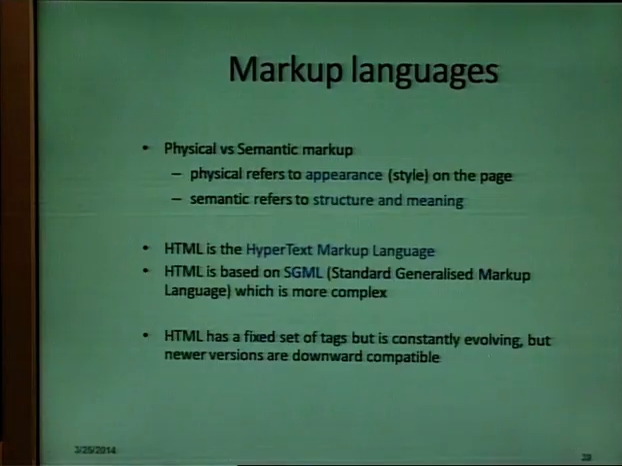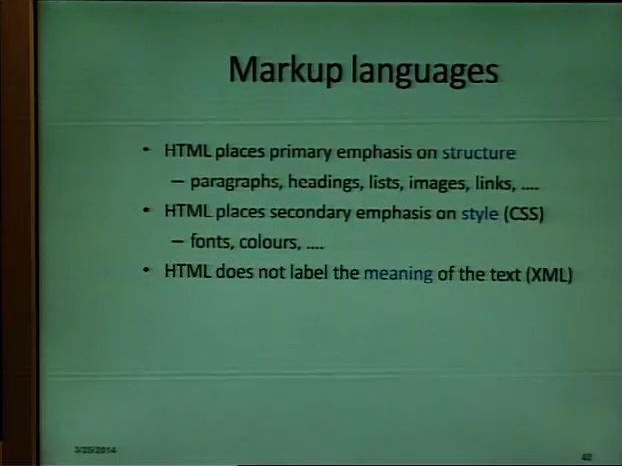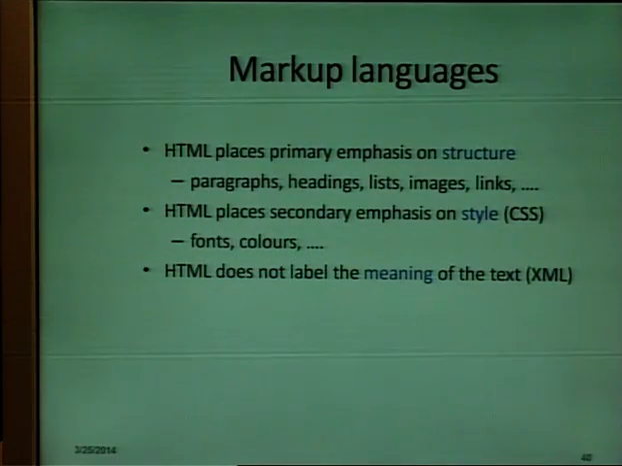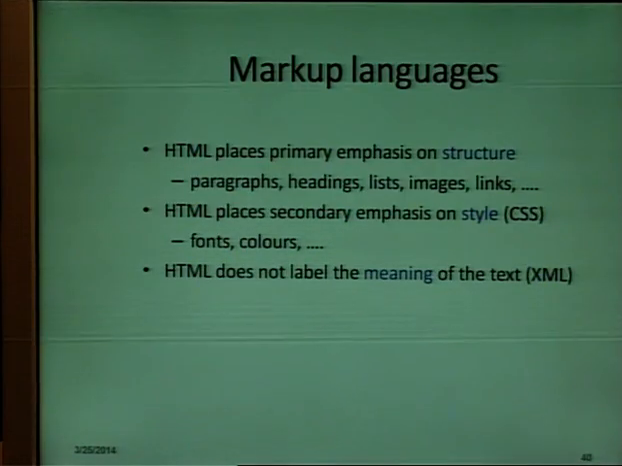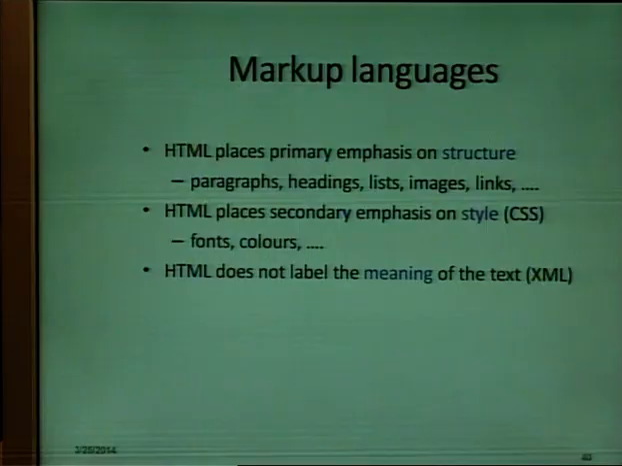HTML is Hypertext Markup Language. It is based on SGML, which is Standard Generalized Markup Language, that is more complex as compared to HTML. HTML has a fixed set of tags but is constantly evolving, but newer versions are downward compatible. HTML places primary emphasis on structure, that means paragraphs, headings, lists, images, links, all these things are available in HTML in wide variety. You can design your paragraphs, you can have various types of headings, you can have a number of types of lists, images and links on your web pages.